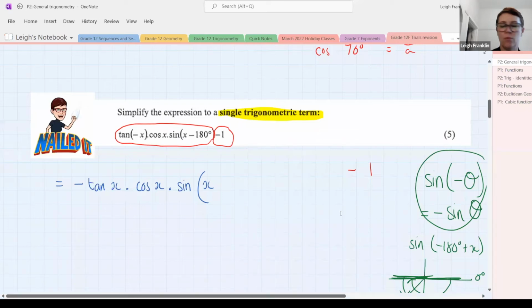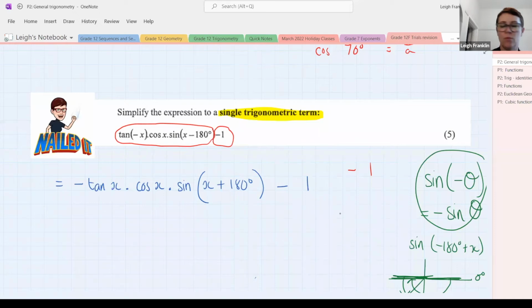Okay, so what are we going to have inside the brackets if we add 360? We're going to end up with x, so minus 180 plus 360 is going to give us what? Exactly, plus 180, quite right, Maya. So that's it, Naledi. We're going to have x plus 180 minus 1. Good, lovely.